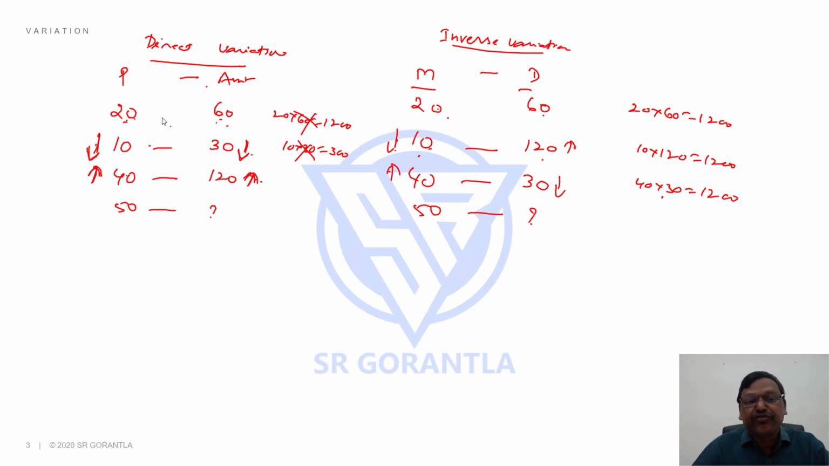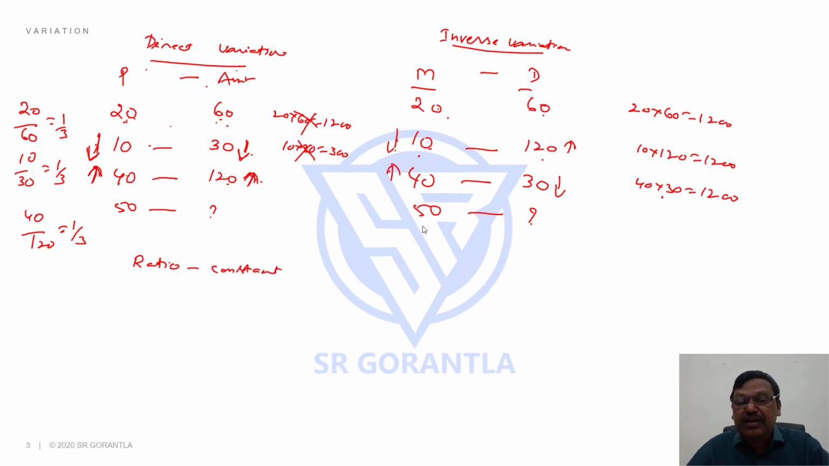Then what is constant? If you observe keenly, 20 by 60 is 1 by 3, 10 by 30 is 1 by 3, 40 by 120 is 1 by 3. So the ratio is constant. So what we can say is, if two variables are in direct variation, the ratio of the two variables is constant, whereas here the product is constant. Product is constant in inverse variation.